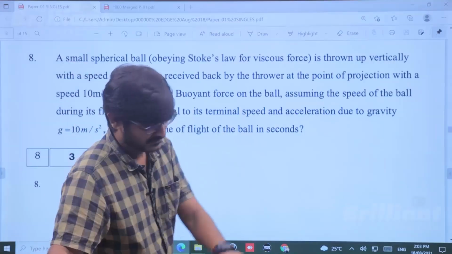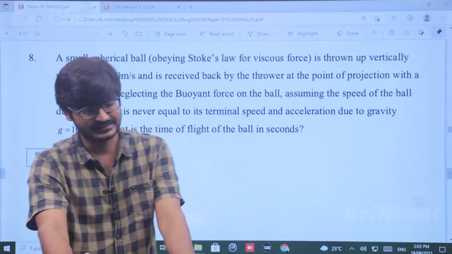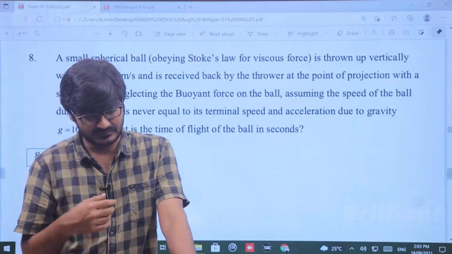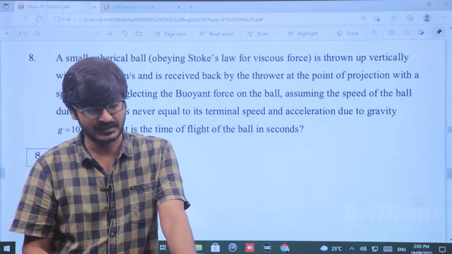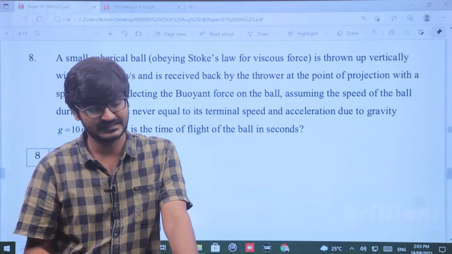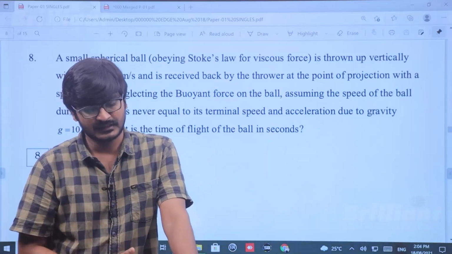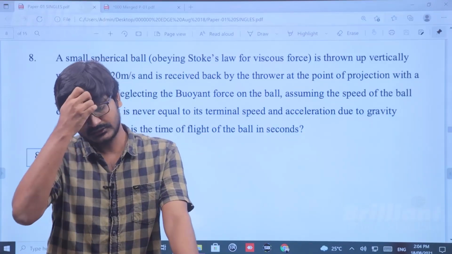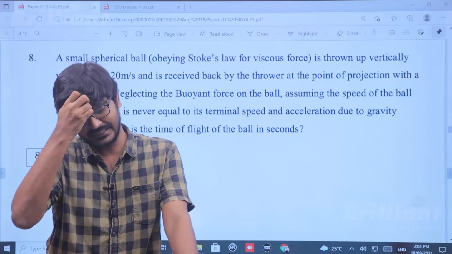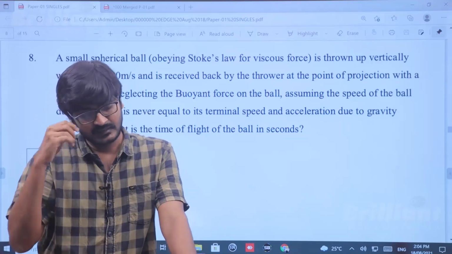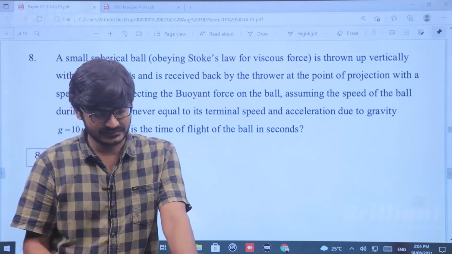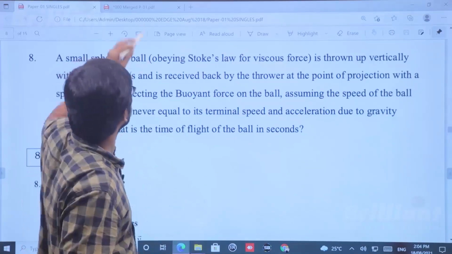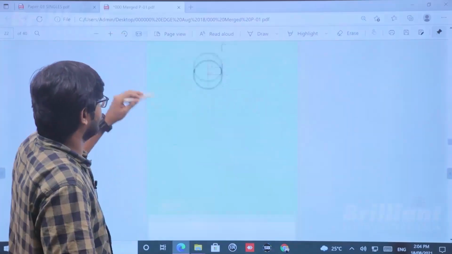Next question, you can pause and you can read the question. The question says, a small spherical ball obeying Stokes' law for viscous force is thrown up vertically with a speed 20 meters per second and received back by the thrower at the point of projection with speed 10. Neglecting the buoyant force on the ball, assuming the speed of the ball during the flight is never equal to its terminal speed, and acceleration due to gravity as 10, what is the time of flight of the ball in seconds? And this question has appeared in some of your exams here already.